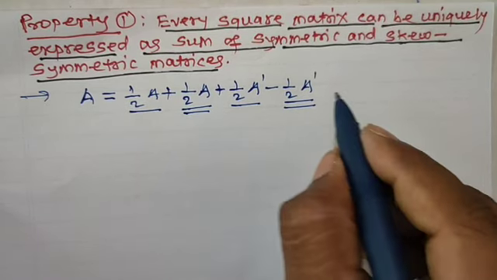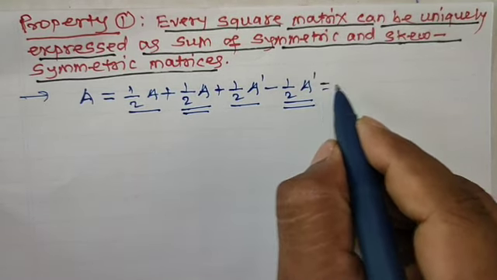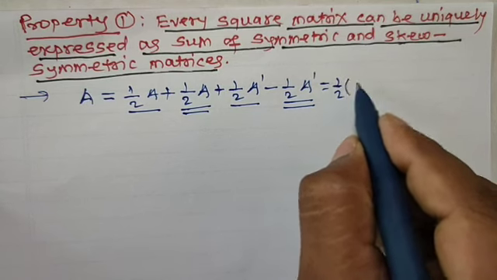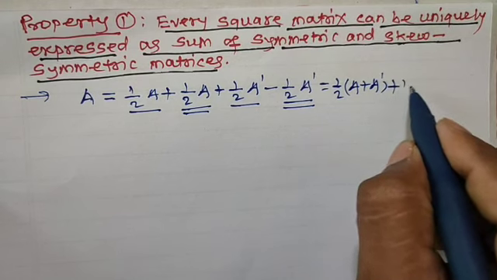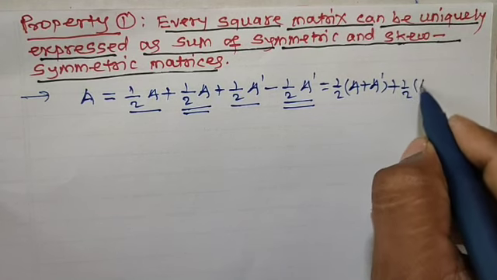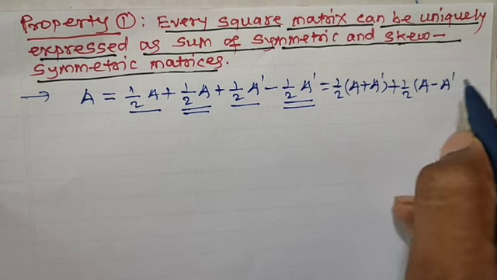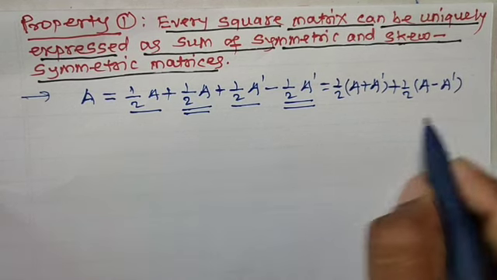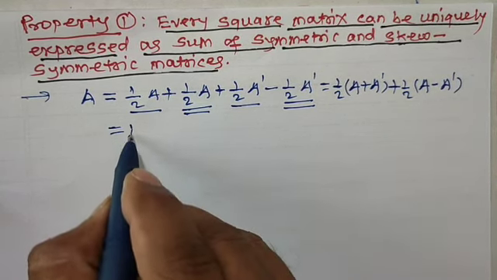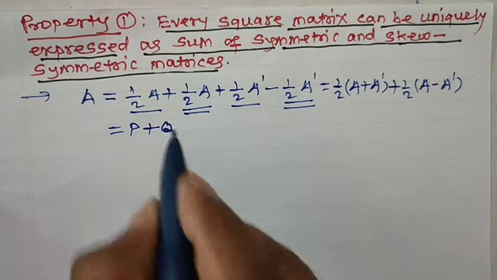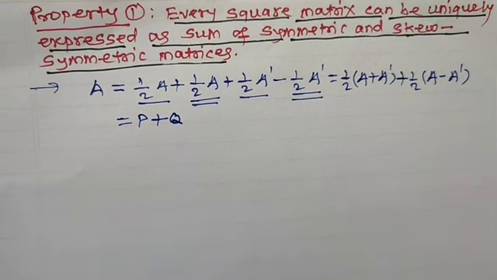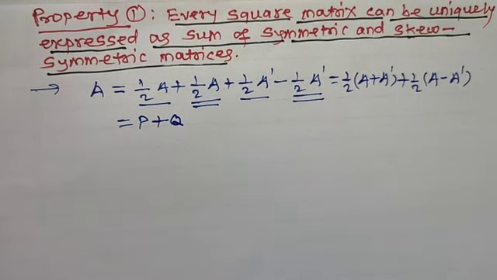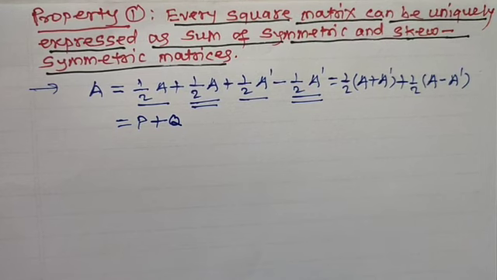This is equal to half of (A plus A dash) plus half of (A minus A dash), taking half common, which is equal to P plus Q. This becomes P plus Q, where P and Q are two matrices, the sum of two matrices. One will be a symmetric matrix and another one will be a skew symmetric matrix.